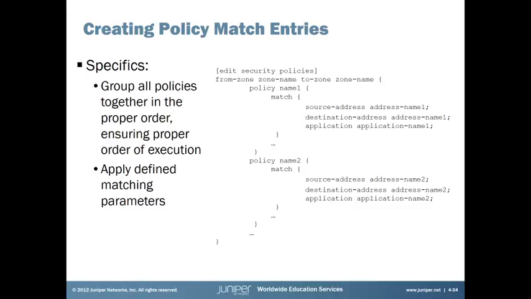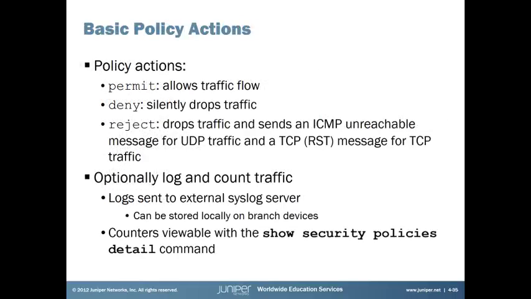We have got our matching criteria: source address, destination address, and application. You're going to need those three things, and then you can have another policy with its matching criteria as well. And they are executed in order. What are the actions that we get to put? Commit, deny, reject, and also log, and also count. As I mentioned earlier, we can also invoke other security mechanisms like IDP or UDP in our policies.